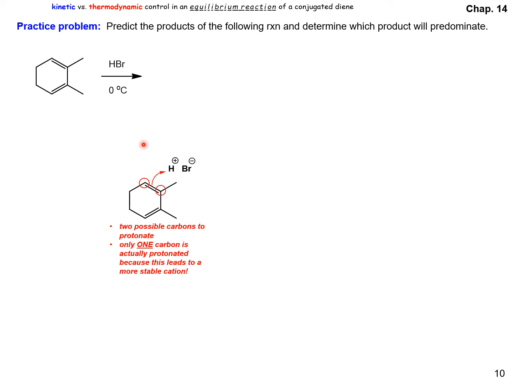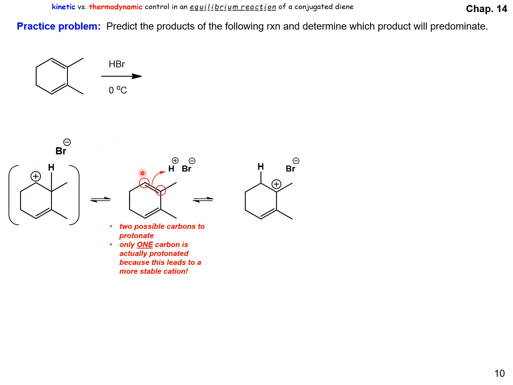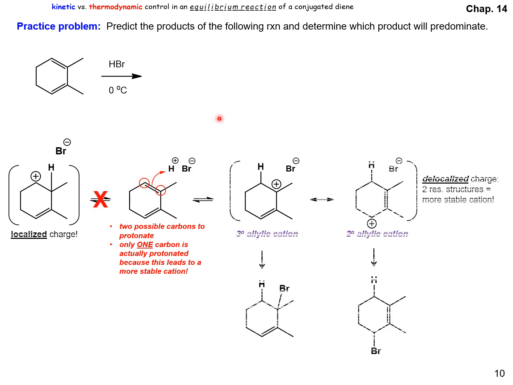There are two possible carbons that we can protonate. Only one is going to protonate to any extent because that leads to the more stable carbocation. If we protonate this carbon, we end up with a secondary carbocation. Notice that this carbocation is not conjugated, it's not next to this double bond. So this is an isolated secondary carbocation. If we protonate this carbon, we end up with an allylic carbocation, which is delocalized.